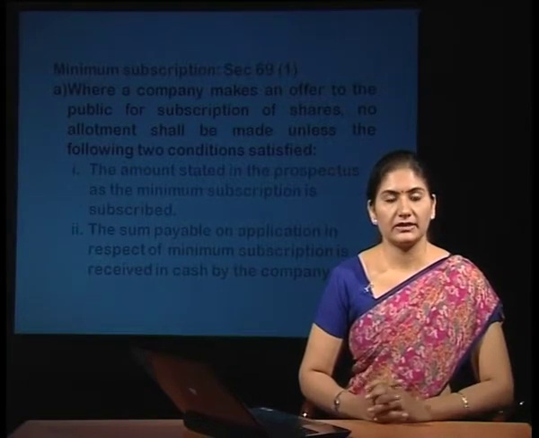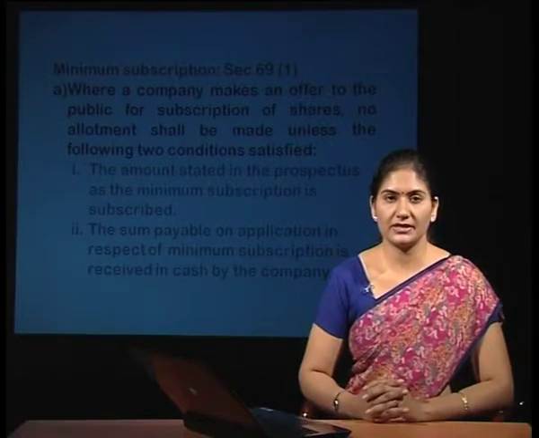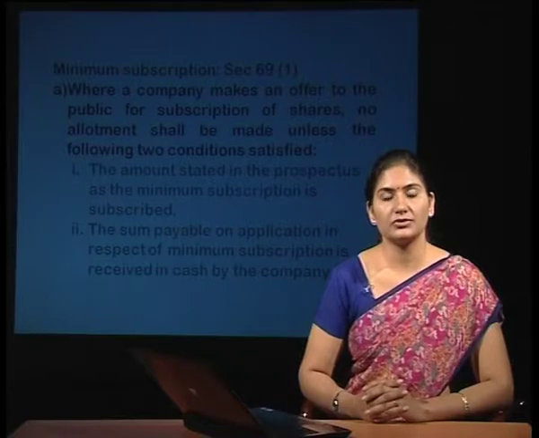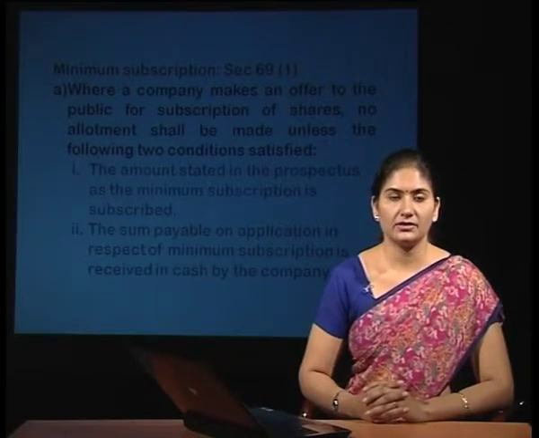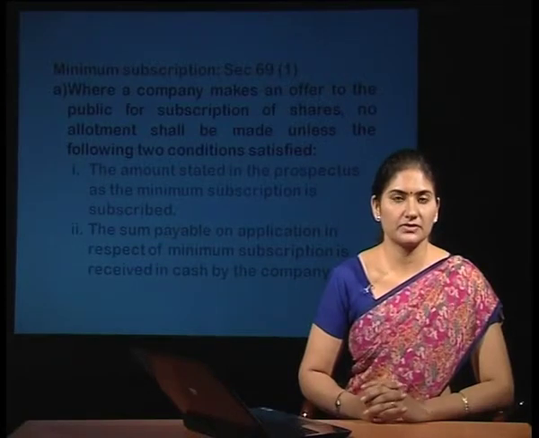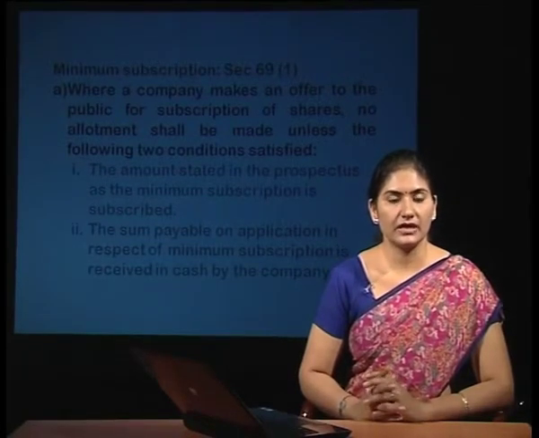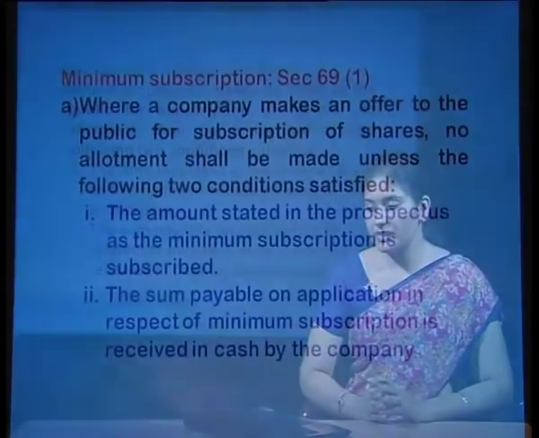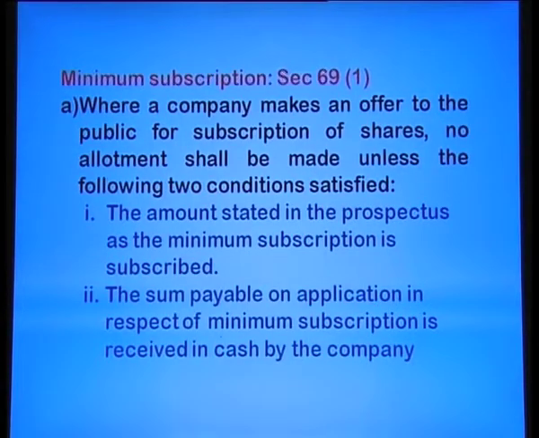So, firstly, the company should be able to calculate its project cost for which it wants to fund through the public issue, and then also calculate 90% of the minimum subscription it is expecting from the public. Now, where a company makes an offer to the public for subscription of shares, no allotment shall be made unless the following two conditions are satisfied.